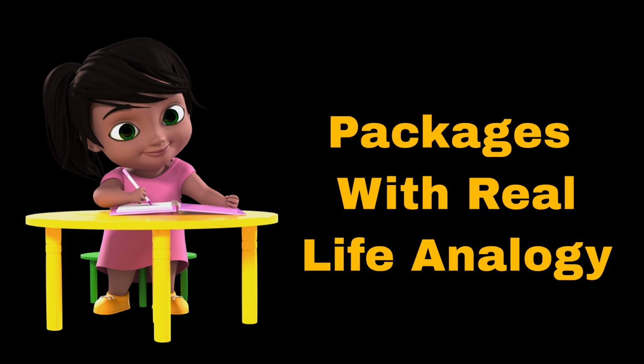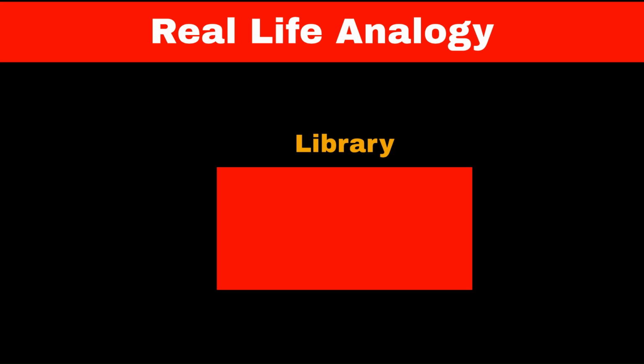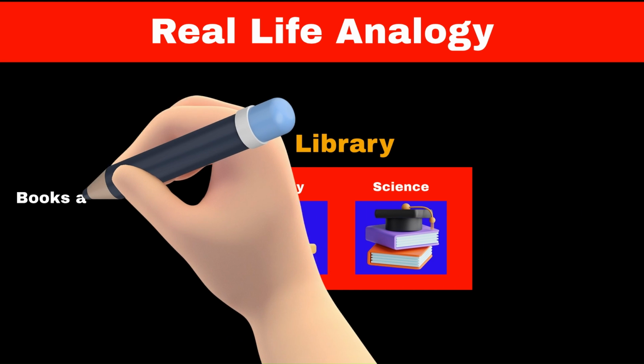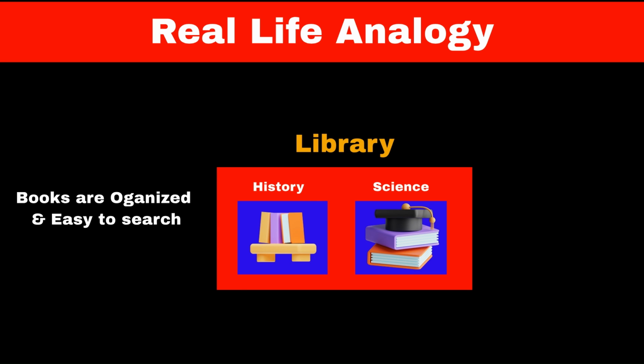Can you explain packages in Java with a real-life analogy? Consider the example of a library of books. A library organizes books into different sections, meaning books related to history are kept in the history section. Books related to science are kept in the science section. This helps us keep books organized, and because of this we can search for any book easily.